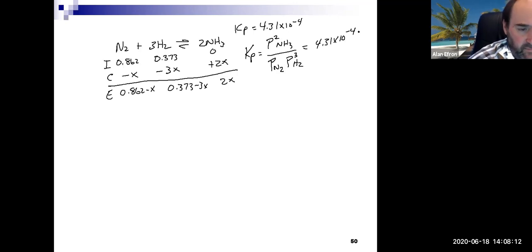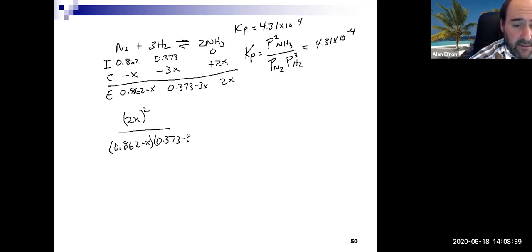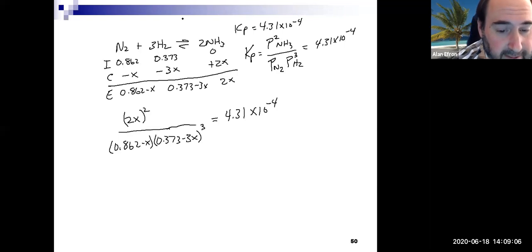So we're going to put everybody in. When we put everybody in, we will end up with 2x squared over our N2, which is 0.862 minus x. And we're going to take our 0.373 minus 3x, and we need not to forget to actually cube it as well. And that is going to equal our 4.31 times 10 to the minus 4. Now, when you look at this, we need to solve this. So probably the right move is to go to the next problem and skip this one, right? Maybe that's not the right move, but might be.